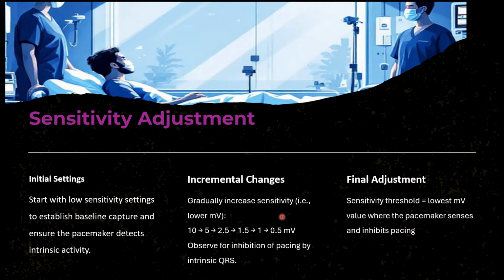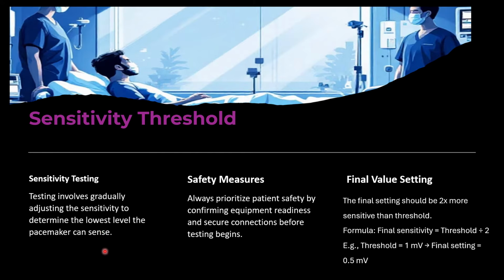Then gradually increase the sensitivity, lowering the millivolt. So we will start with 10, then 5, 2, 2.5, 1.5, 1, 0.5 millivolt. Observe for inhibition of pacing by the intrinsic QRS complex. So again, the sensitivity threshold is equal to the highest millivolt value where the pacemaker can sense and inhibit pacing. Sensitivity testing involves gradually adjusting the sensitivity to determine the lowest level the pacemaker can sense.